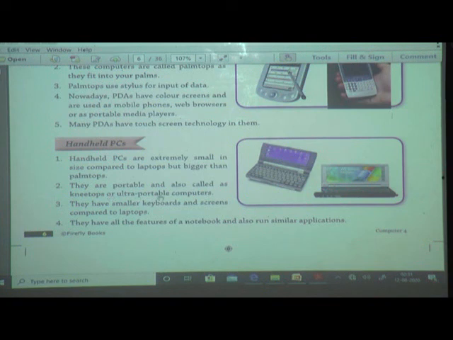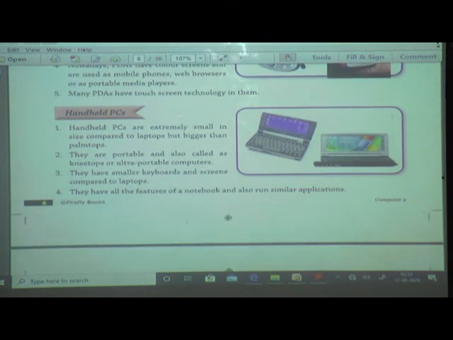Netbooks are ultra portable computers, means they are also called netbooks or ultra portable computers. They have a smaller keyboard and screen compared to a laptop. Now we just saw the laptop, means handheld is smaller than a laptop. It has a small keyboard and screen as compared to a laptop. They have all the features of a notebook and also run similar applications.